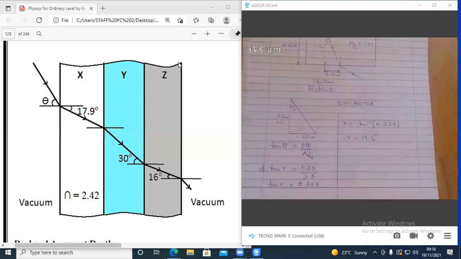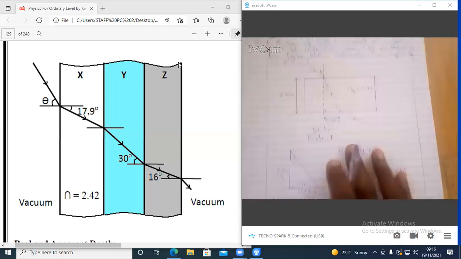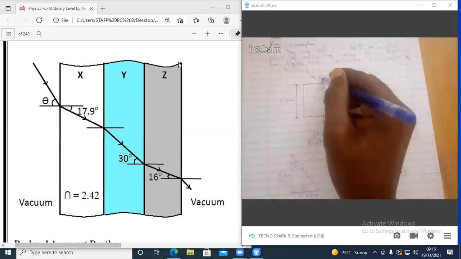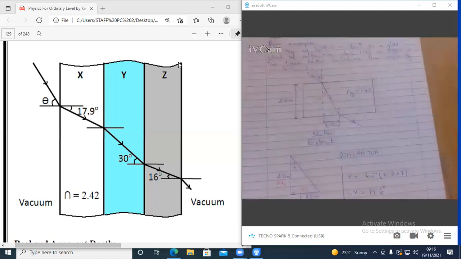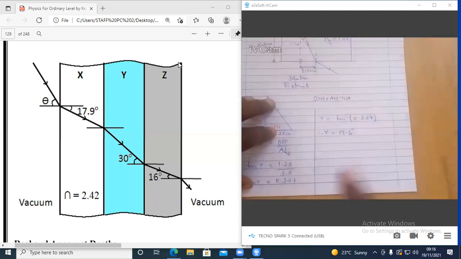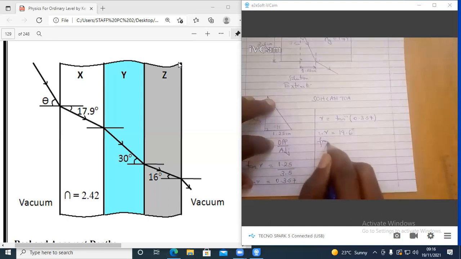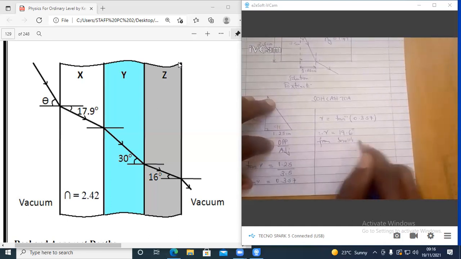So now, do we stop there? Members, do we stop there? No. So we know angle R now. Because now we know angle R, then we can find angle I. What concept are we going to use? Using Snell's law.